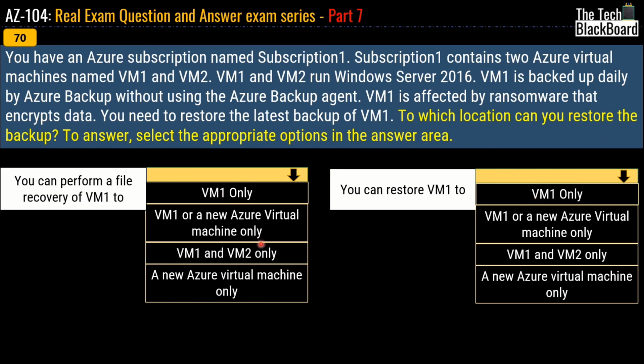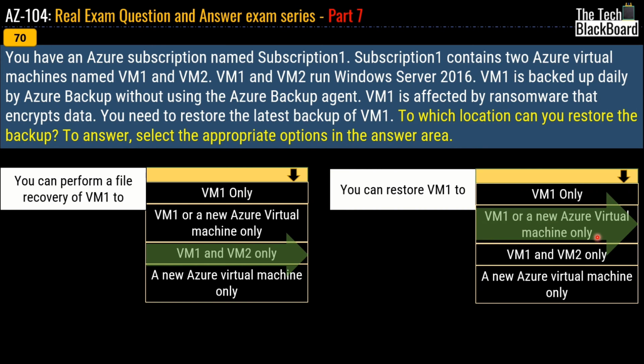Now in the answer area, you are given two major activities. The first one is that you can perform a file recovery of VM1, and the second one is that you can restore VM2. So you have to choose one of these options that will justify this activity. The correct answer for the first activity is VM1 and VM2 only, and for the second activity, the correct answer is VM1 or a new Azure virtual machine only.